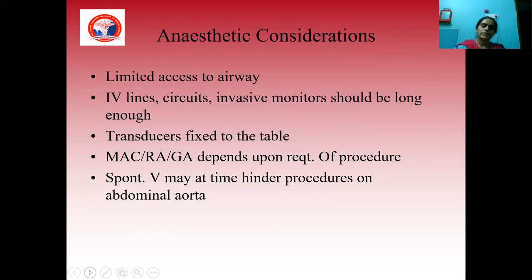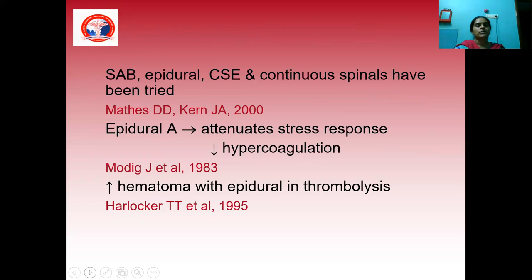Anesthetic considerations. There will be limited access to the airway, so the IV line, circuit and invasive monitor lines should be long. The transducer is fixed to the table. Monitored anesthesia care, regional anesthesia or general anesthesia depends on the requirements of the procedure. Spontaneous ventilation may at times hinder procedures on the abdominal aorta. So subarachnoid block, epidural or CSE, continuous spinals have been tried.